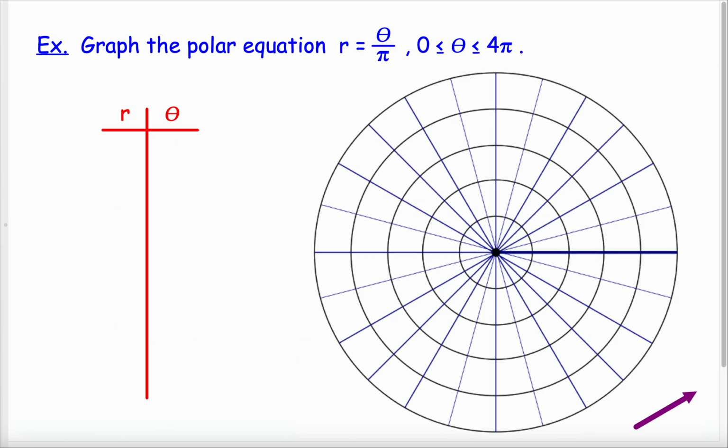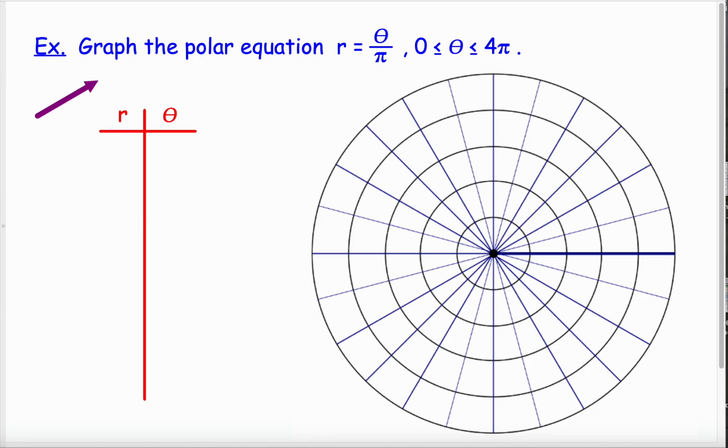Let's do r is equal to theta over pi. Oh, now this one has r and theta, so now I'm going to have to work a little harder in my table here to come up with values. But before I do that, I want to point out something again.